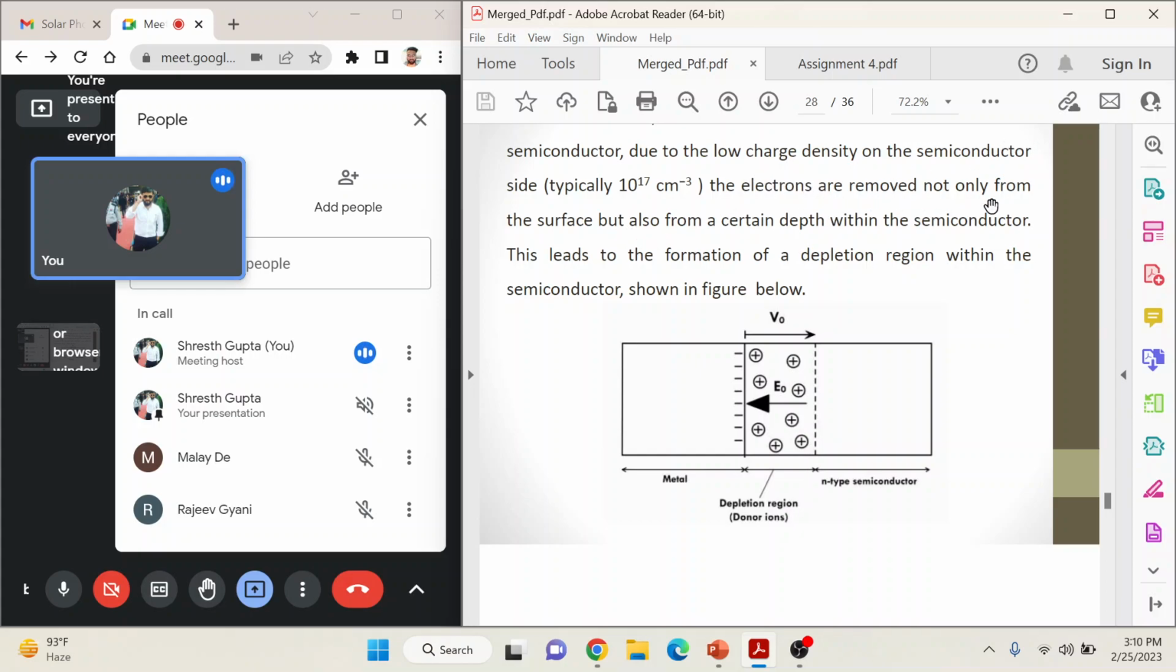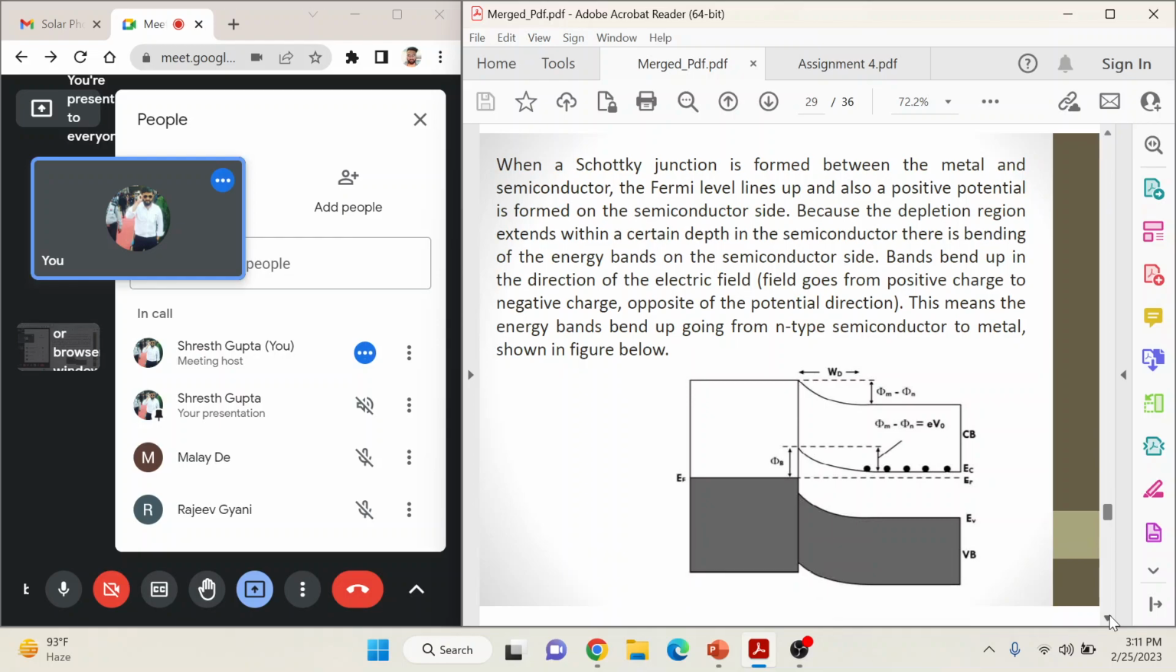The electrons are removed not only from the surface but also from a certain depth within the semiconductor. This leads to the formation of a depletion region within the semiconductor. Okay, and this is V naught, which develops as a result of the electric field generated due to this junction forming in between.